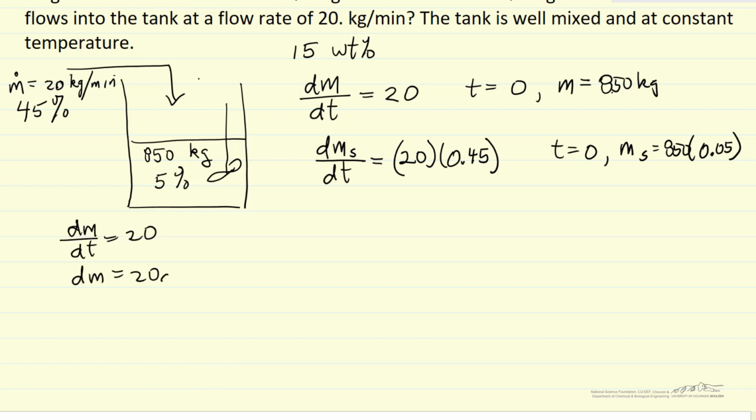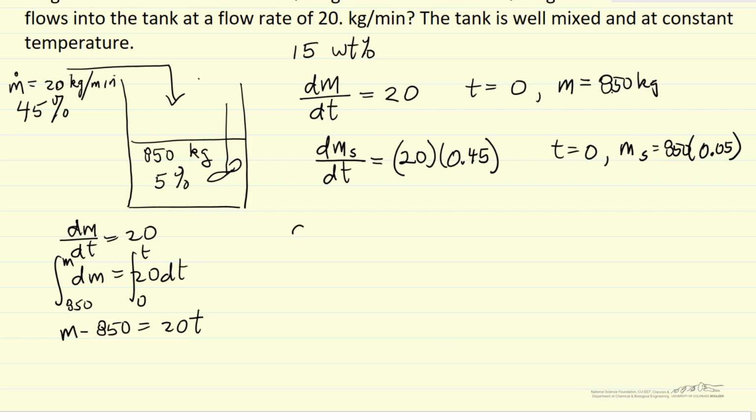Well, this is simple to integrate from 0 to some time t, where the mass at 0 is 850, and we're interested in the mass at some time t. So mass minus 850 on the left side equals 20 times t minus 0 on the right side.